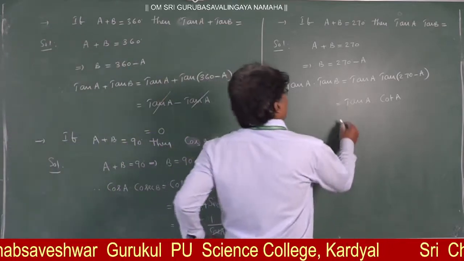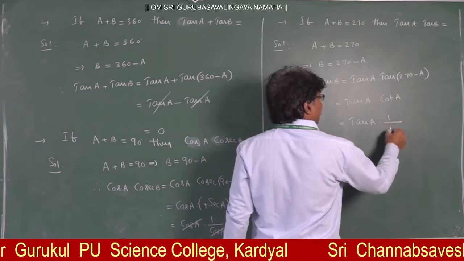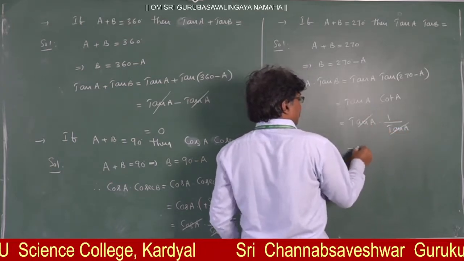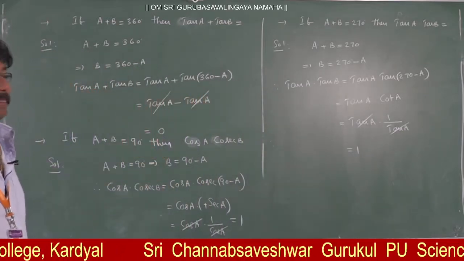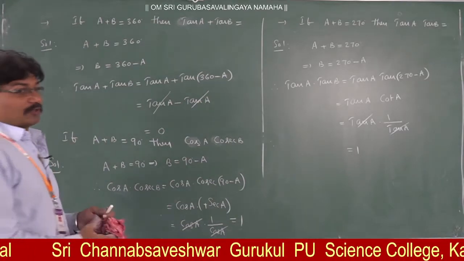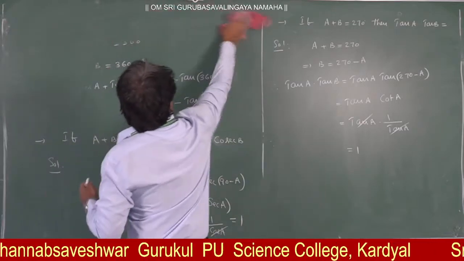That is equal to tan A into cot A, which is tan A into 1 by tan A. Tan A gets cancelled and it is equal to 1. This is the concept. Okay, one more problem, the last of the product questions.